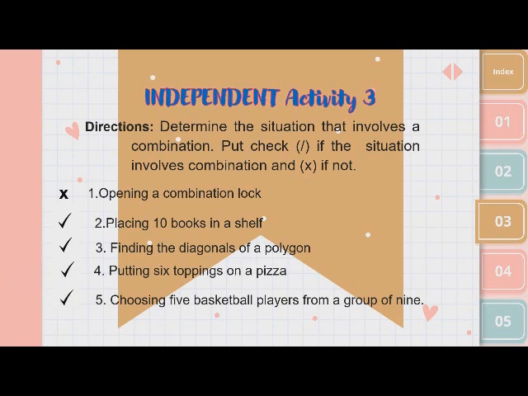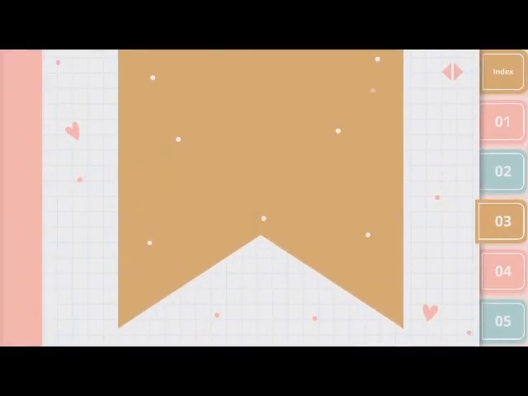I hope you got those 5 problems. Let's proceed now to problems 6 to 10. Okay, so we have this for more practice. Number 6, winning in a contest. If you will win in a contest, it is not a combination. For example, in winning a contest, it could be first, second, third. So therefore, that means order is important. And when order is important, then it is permutation, not combination.